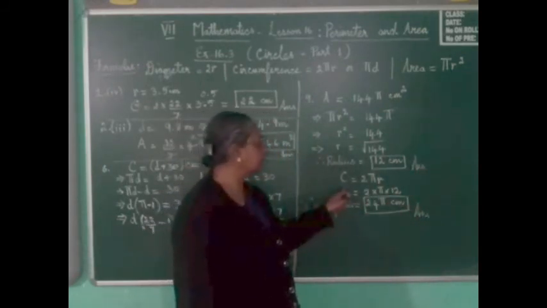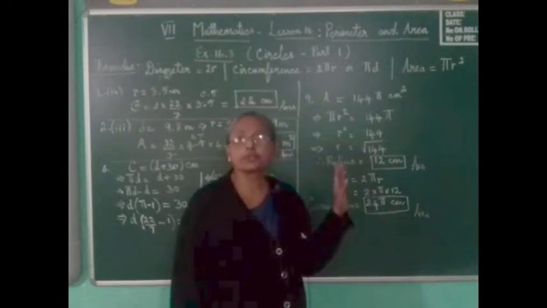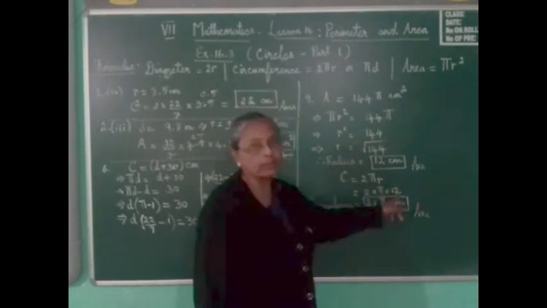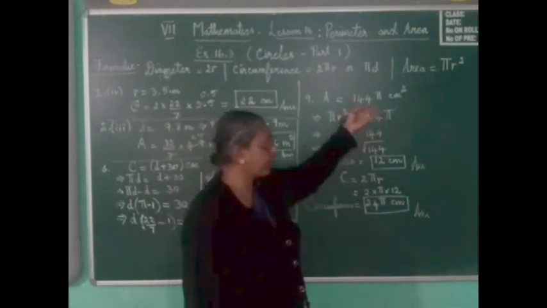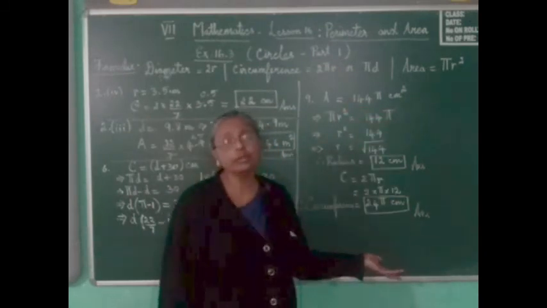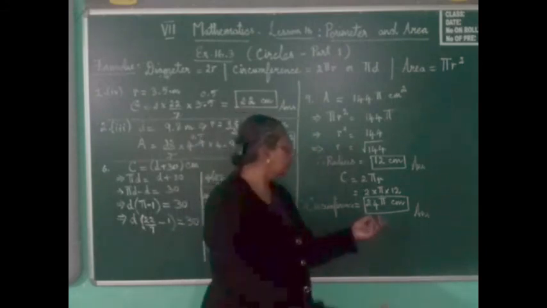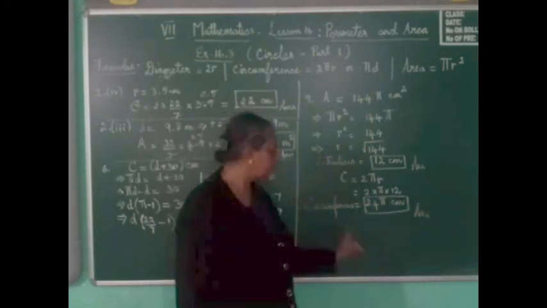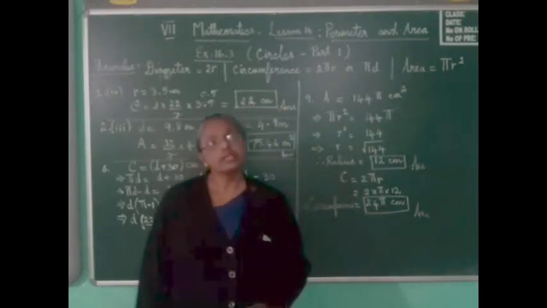And what is the circumference? The circumference formula we know to be 2 pi r. Therefore it is equal to 2 into pi into radius 12. And since it is given in pi, we can present the answer in pi also, no problem. So 2 into 12 is 24. 24 pi centimeters. That is the circumference of the circle.